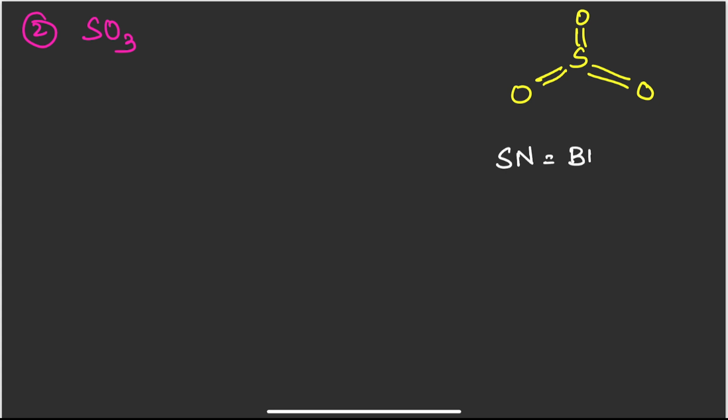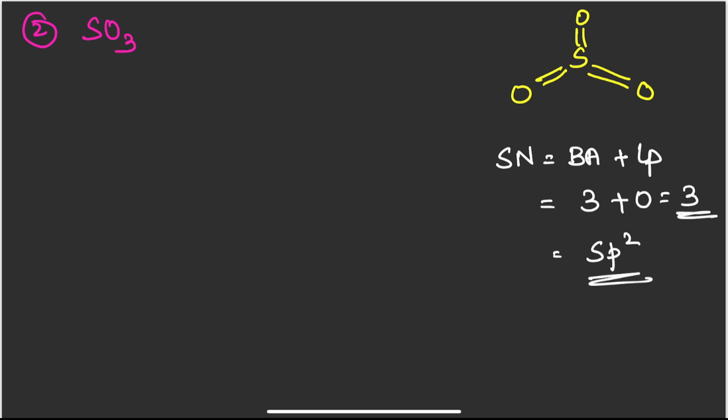So second example is the SO3 molecule. Students, write the structure of SO3. You can write it like this: S double bond O, double bond O, double bond O. So this is SO3. Find its hybridization. Use the steric number. Steric number is equal to the number of bonded atoms plus lone pairs of electrons. The number of bonded atoms is 3 plus lone pairs of electrons is 0, so this will be equal to 3. So the hybridization is found to be sp2 hybridization.